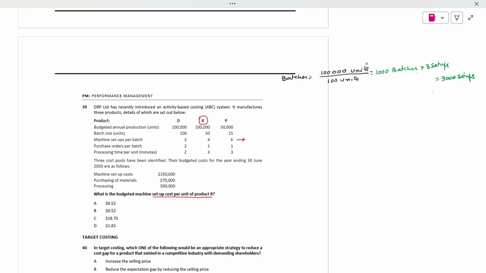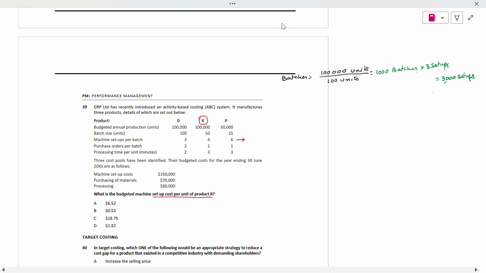See, how many units are there? 100,000 units. Each batch is how much? 100 units. How many batches will you have? 1,000 batches. Each batch will have how many setups? 3 setups. Total setups will be how much? 3,000. Are you clear? Yes. Next.